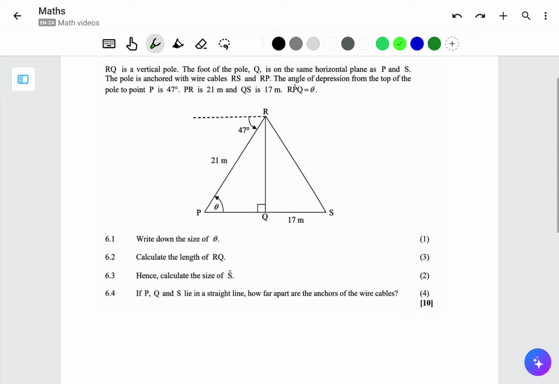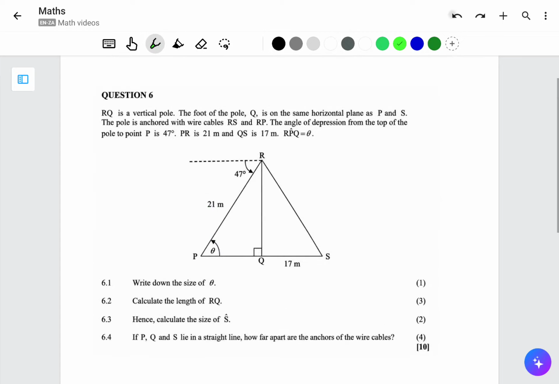And the angle of depression from the top of the pole to point P is 47 degrees. So there's your angle of depression right there. And PR is 21 meters and QS is 17 meters. And the last statement is angle RPQ equals theta, and as we can see, that's what they're referring to right there. So we have all our information in. Let's get started with the question.